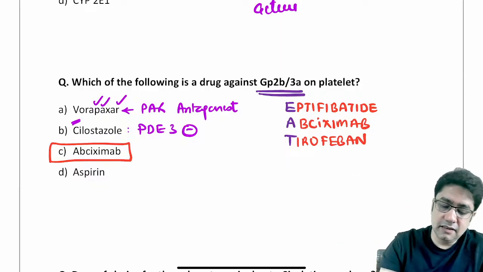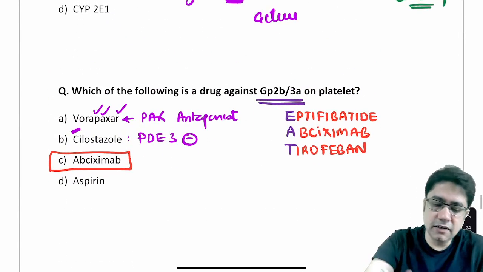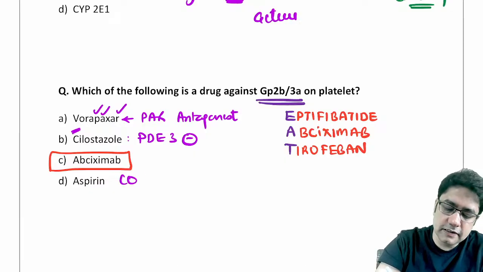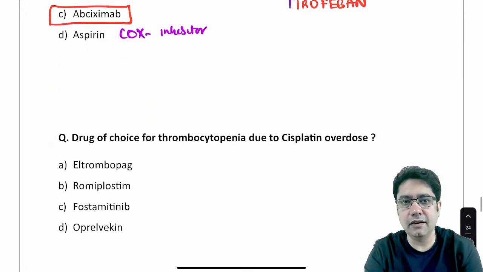So remember the answer is your apixaban. Aspirin is a COX inhibitor, which we are going to discuss in the next chapter. It is a COX inhibitor, which decreases thromboxane A2 production. All these drugs are antiplatelet drugs.